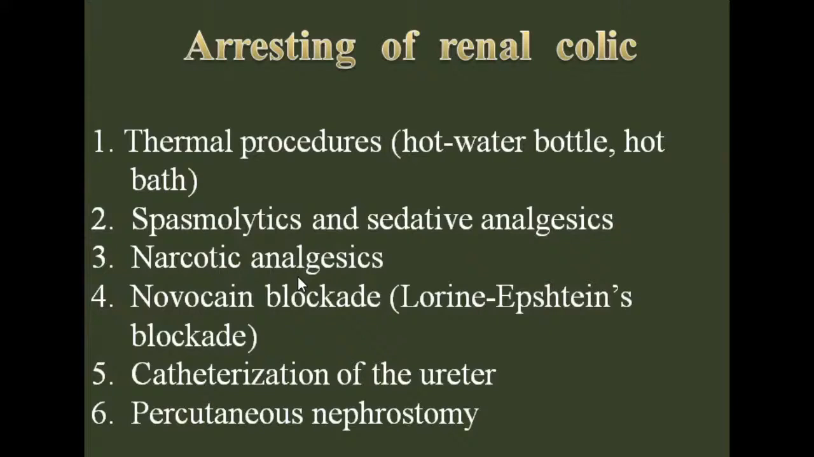Next, catheterization of the ureter. If conservative measures are non-effective and we cannot arrest renal colic, we perform catheterization of the ureter. How is it performed? We perform cystoscopy, with a special cystoscope with a canal and special guide which directs the catheter into the orifice of the ureter. We insert this ureteral catheter into the ureter.